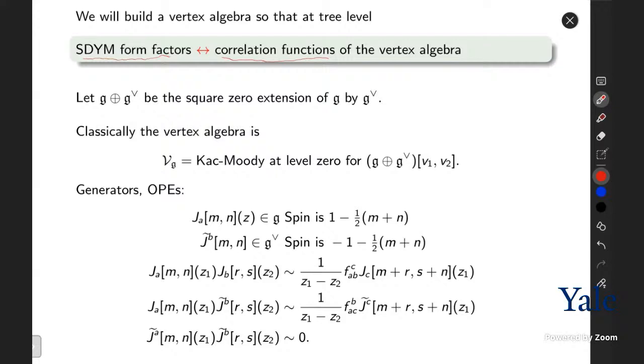So here's the vertex algebra. We start by taking our Lie algebra, and we're going to add on a copy of the dual. This is the square zero extension, so the bracket of two elements of the dual is 0. And then at the classical level, there's going to be some interesting stuff about quantizing it. The vertex algebra is nothing but the Kac-Moody at level 0 for G plus G dual, adjoin two bosonic variables v1 and v2.